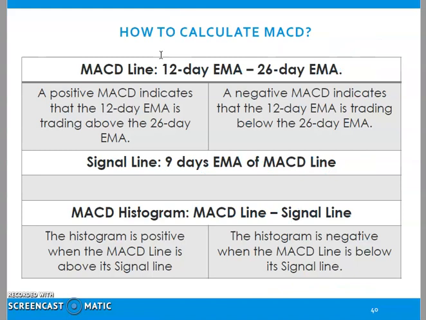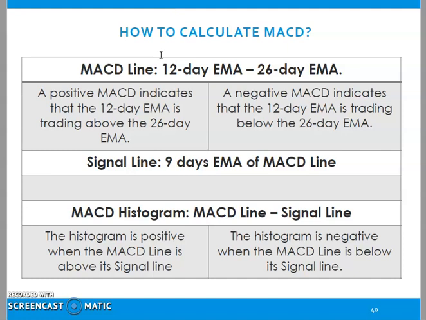How to calculate MACD? MACD comprises three different components. First, the MACD line. Second, the signal line. Third, the MACD histogram. So the first one is the MACD line. How is the MACD line calculated? The MACD line is the difference between the 12-day EMA and the 26-day EMA.